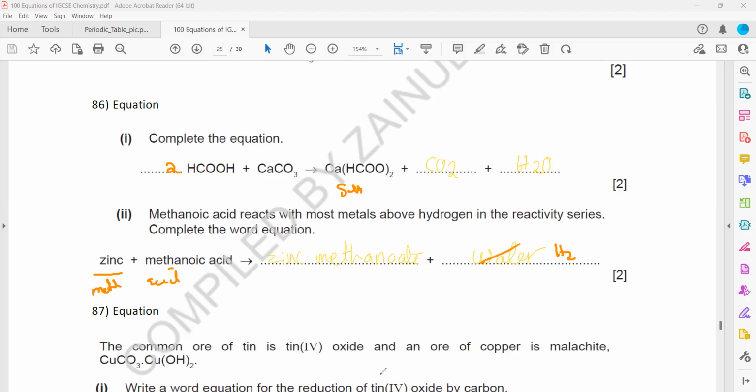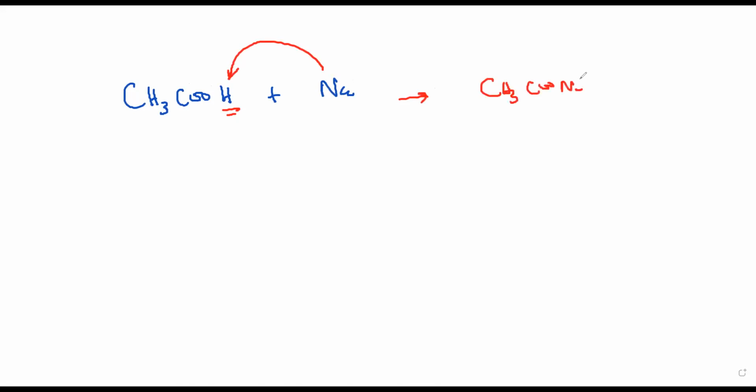In the first part, look at how we identify the formula for organic acids. Whenever an organic acid reacts with a metal, carbonate or hydroxide, how do you identify it? For example, if it was ethanoic acid, CH3COOH, reacting with sodium metal, the simple rule to write the formula is just replace this hydrogen by the metal. So it will form CH3COONa plus, because the acid is reacting with a metal, hydrogen gas.